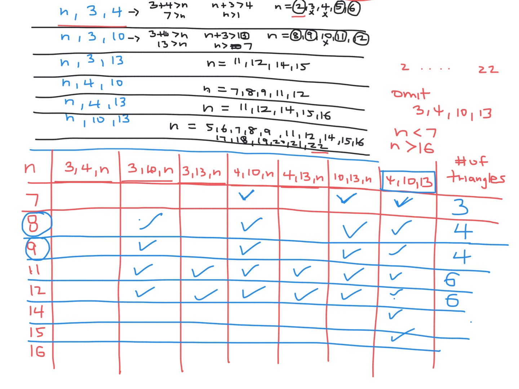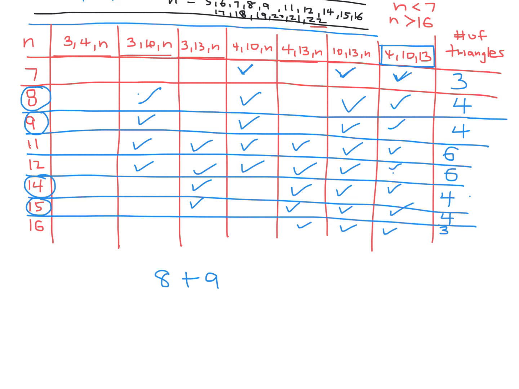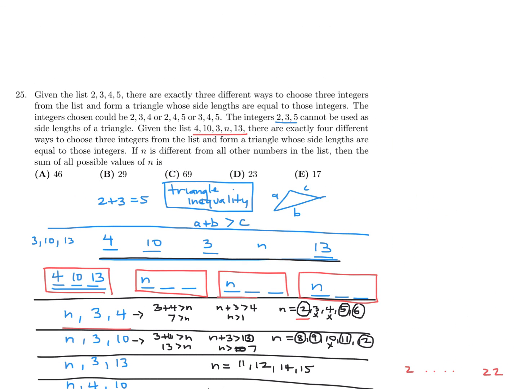For 14, I think there's these 4, so that's good. We will include 14 as a value of n. And then for 15, again, it's 4, I believe. So 15 is included. And for 16, finally, I think we only get these 3. So that's a 3. Okay, great. So our values of n that are acceptable are 8, 9, 14, and 15. And we need to find the sum of those values. So 8 plus 9 plus 14 plus 15, and that is 46. So 46 is the answer to a very challenging question. Number 25, the answer is 8.